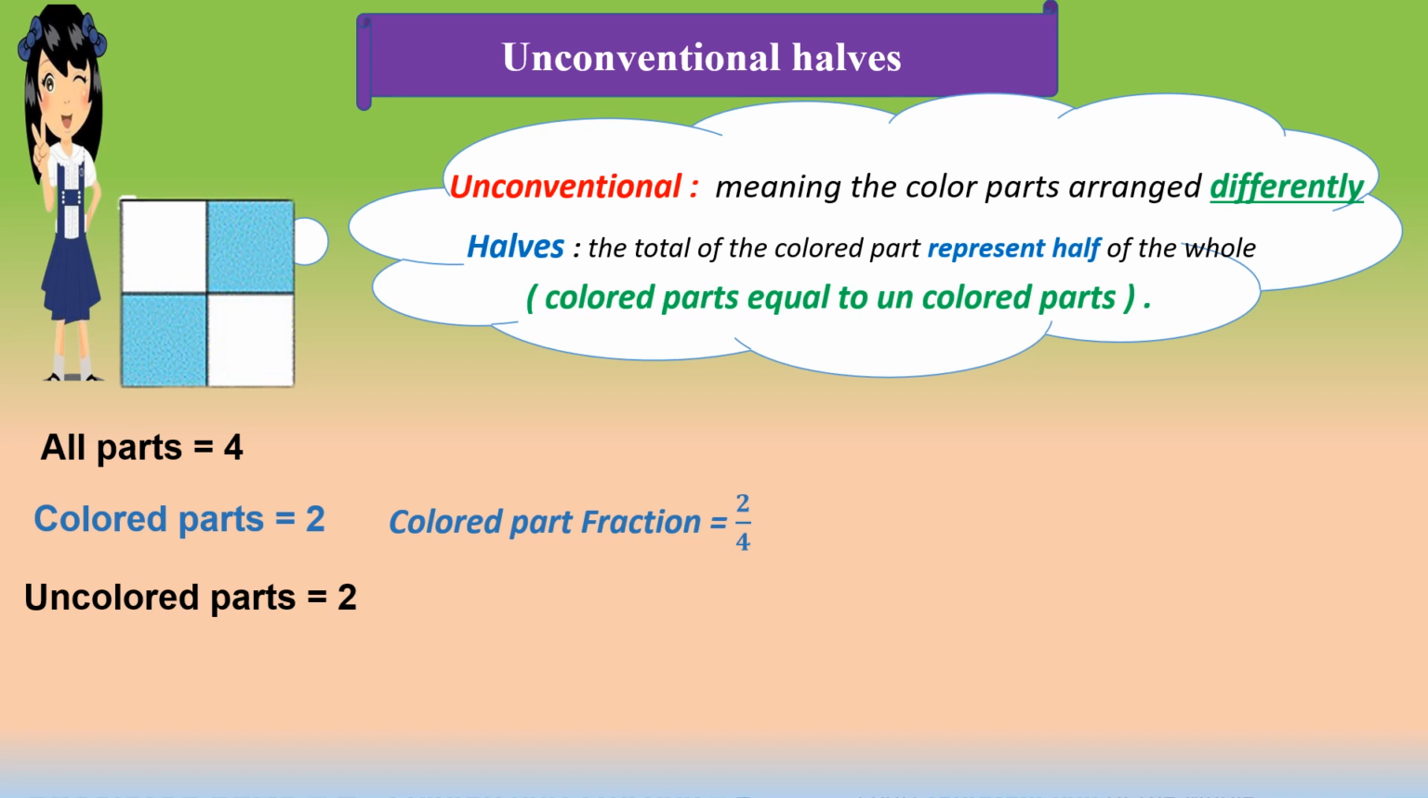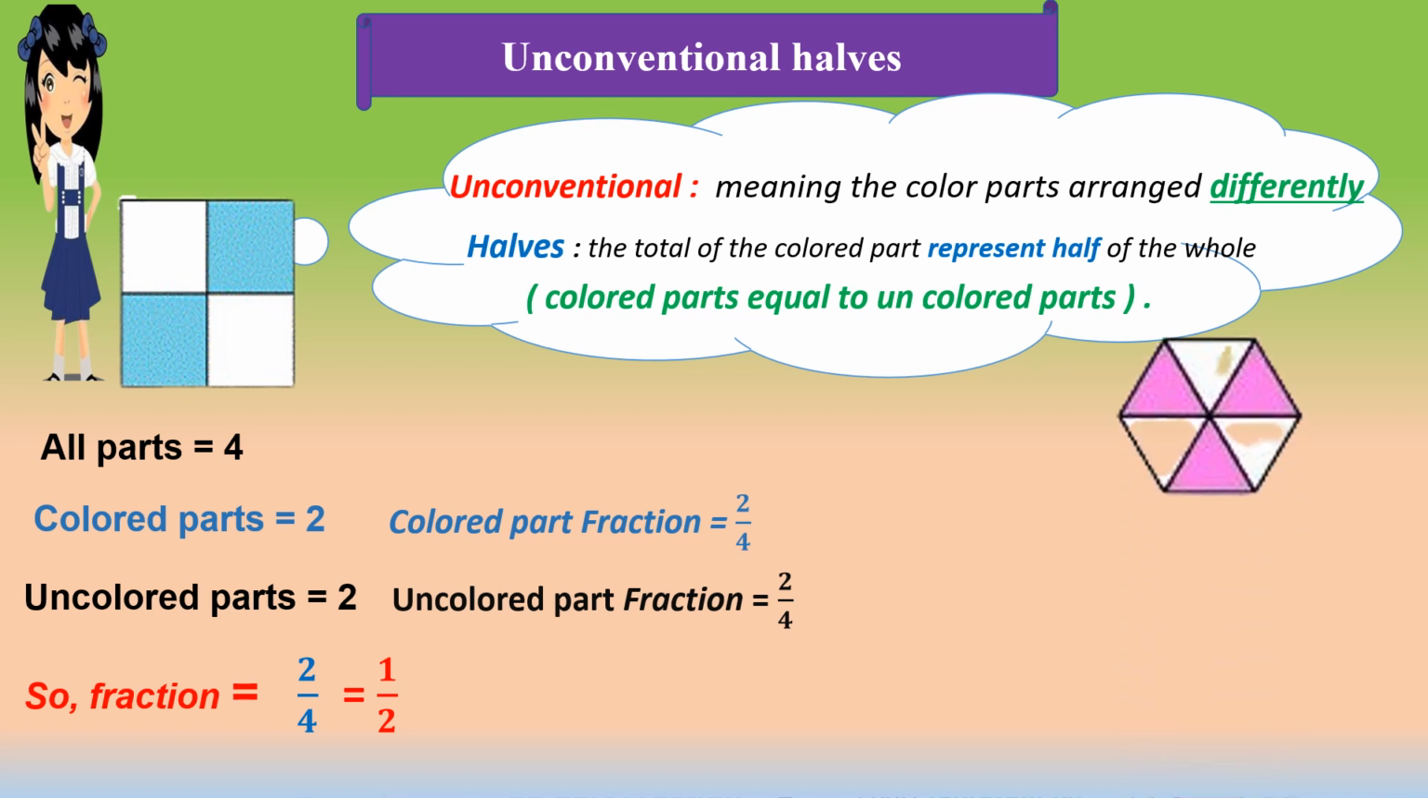Uncolored parts equal 2 over 4 also. So the fraction here, 2 over 4, equal what also? Equal 1 over 2. Why? Because it's half of the wall. So the half means 1 over 2. So 2 over 4 equal 1 over 2. This is an equivalent fraction. Let's see another example.